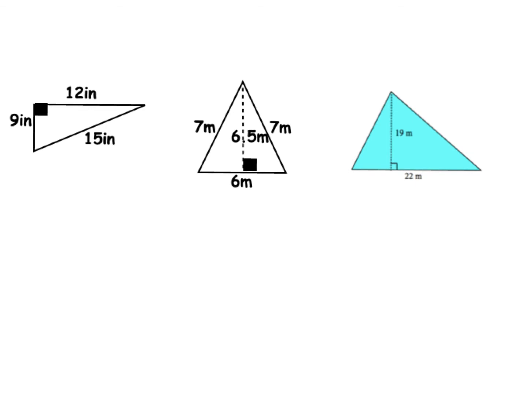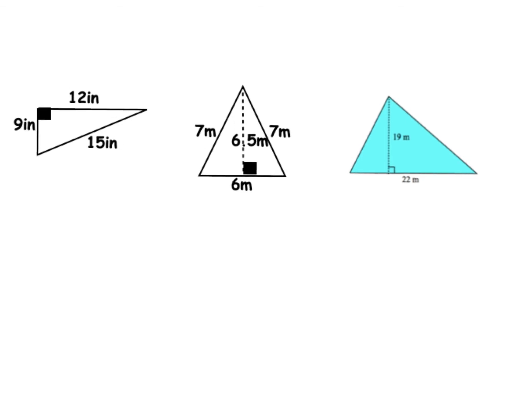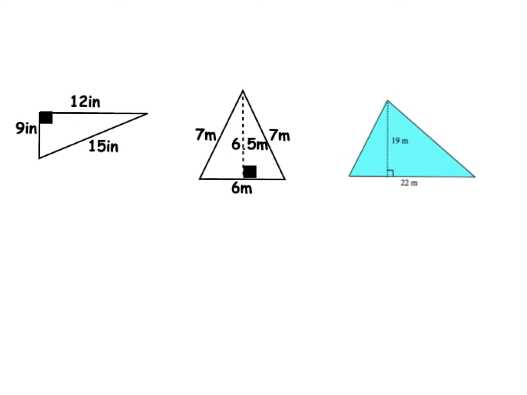Okay, so when we're finding the area of triangles, remember triangles are half of the area of a rectangle. So the area formula we use is base times height divided by 2. And we talked about how the base and the height always have to form a right angle.